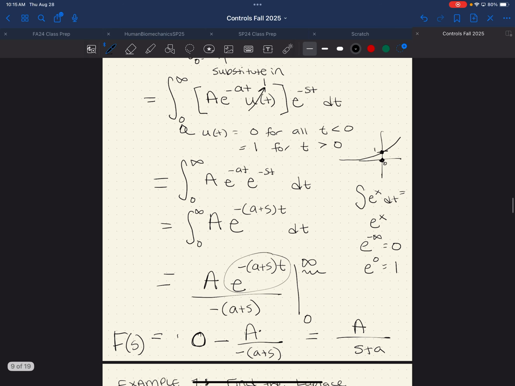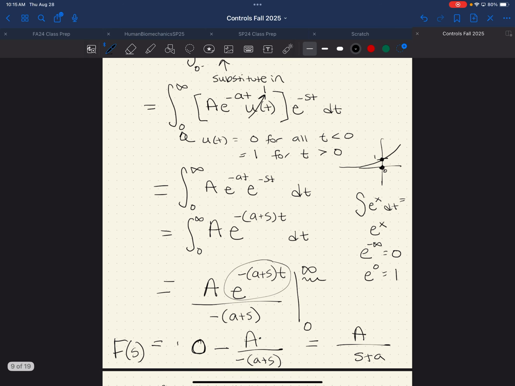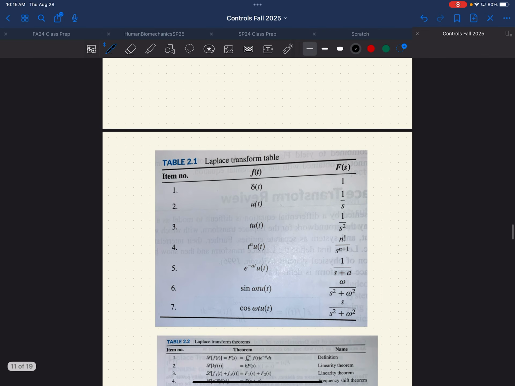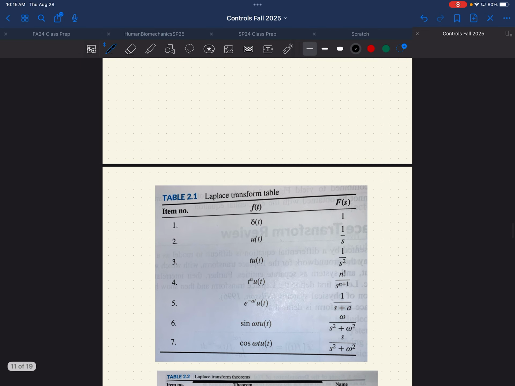Was it fun to do that integral? Oh, okay. Well, you're better at math than me, apparently. I don't particularly like doing the integrals. So what ends up happening is, instead of doing these integrals over and over again, we have nice Laplace transform tables that tell us what the Laplace transform is of common functions that we might need to do the Laplace transform of.